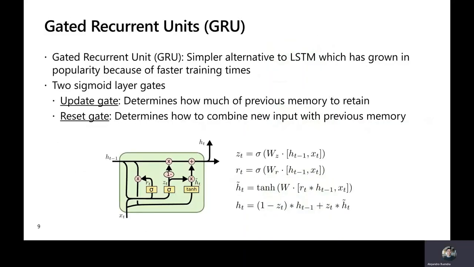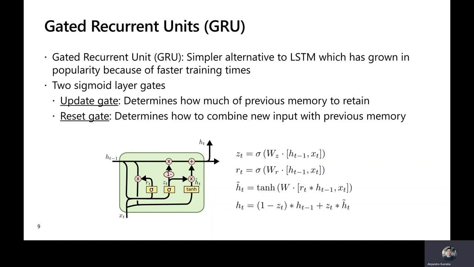Gated recurrent units are another architecture introduced in 2014 as a simpler alternative to the LSTM. The literature has found comparable performance of LSTMs and GRUs, and occasionally GRUs are favored because of faster training times. The GRU simplifies the LSTM gates into an update and reset gate. Intuitively, the update gate determines how much of the previous memory to retain and can be thought of as a hybrid of the LSTM's forget and input gates. The reset gate determines how to combine new input with previous memory.